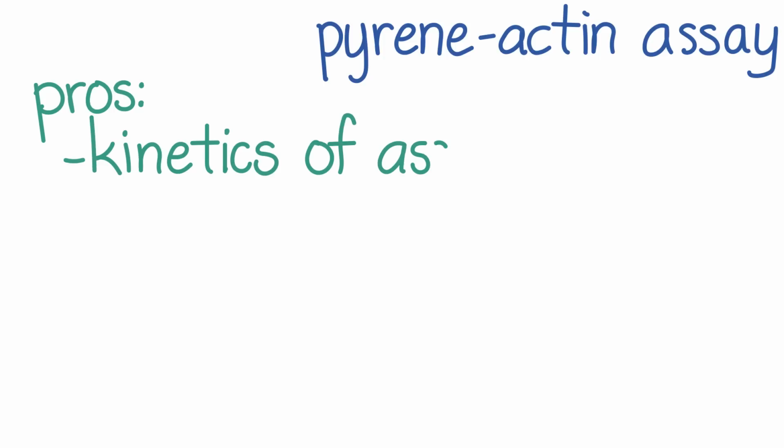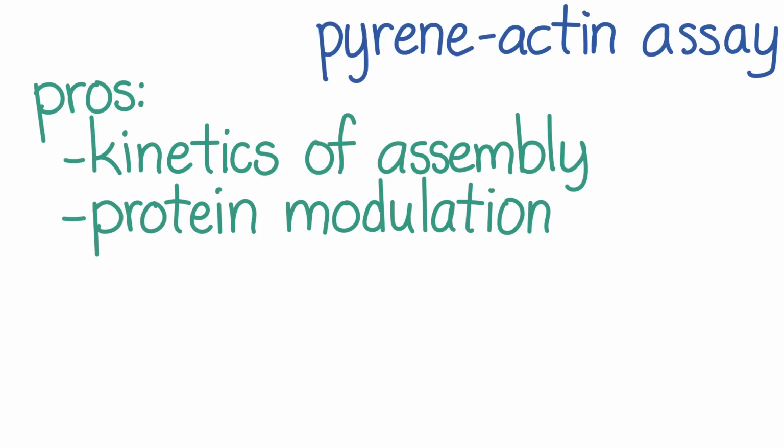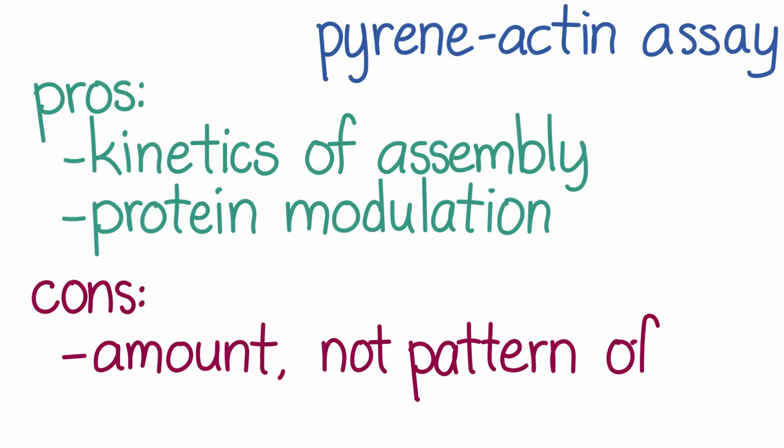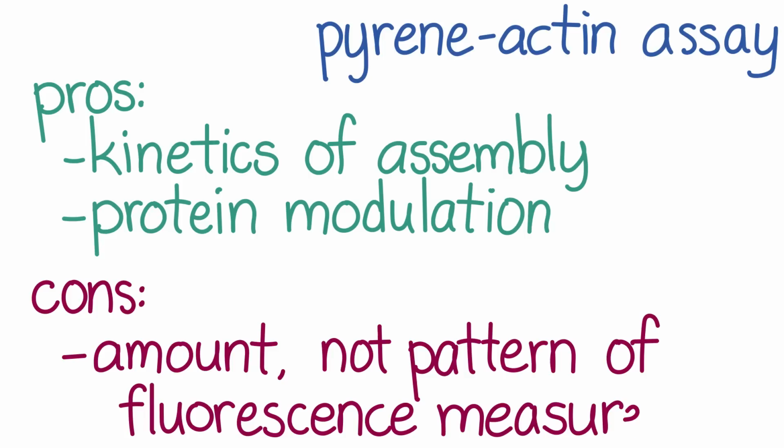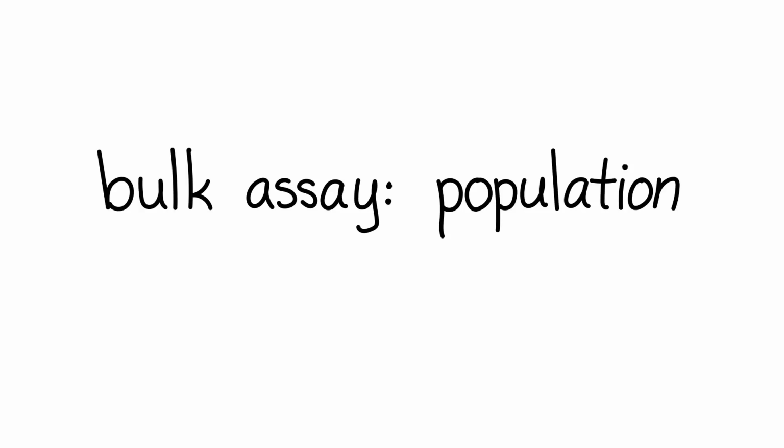The pyrene-actin assay has been extremely useful for understanding the kinetics of assembly and for determining how proteins can modulate the assembly-disassembly reaction. However, because you are measuring the total amount of fluorescence, not observing the pattern of fluorescence using a microscope, there are limitations to this assay. One is that it is a bulk assay. Your readout is a measure of the behavior of a population of filaments at any given time.